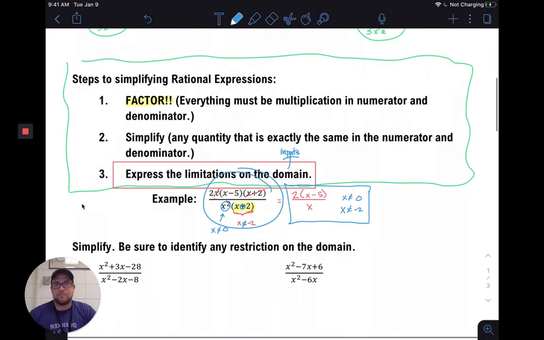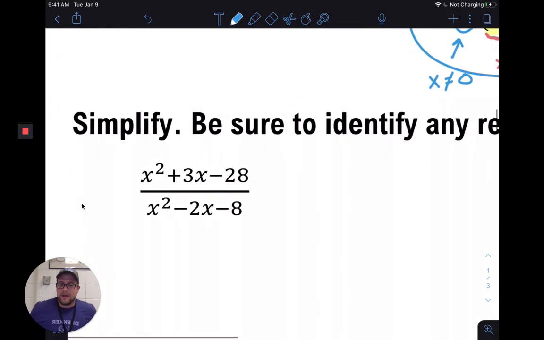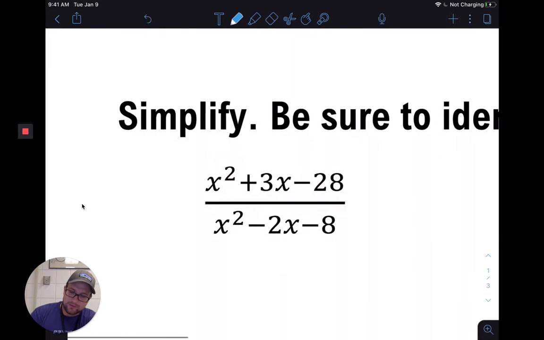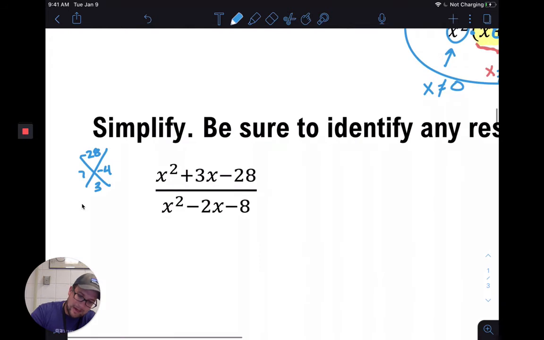Let's practice this, but we're going to make you do the factor step now. So here's another problem for you. It says simplify, be sure to identify any restrictions on the domain. So factoring this, you can factor this however you want. I like my x method, -28 and 3. My numbers would be what, 7 and 4? And that must mean the 4 is negative. So I know that if I factor this, I would get x plus 7 and x minus 4.